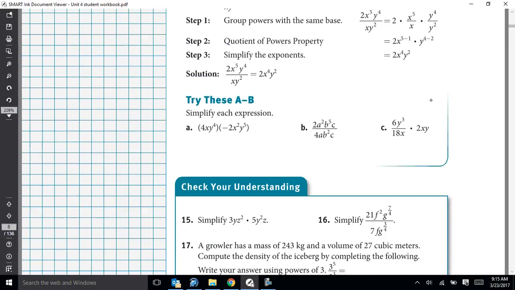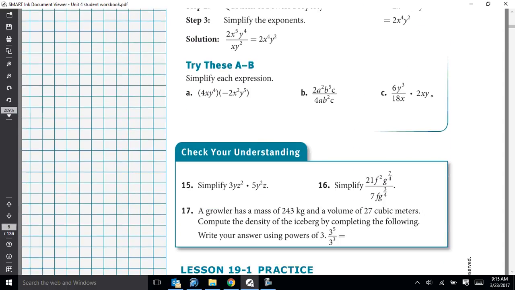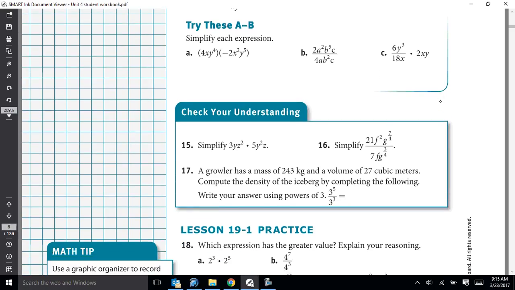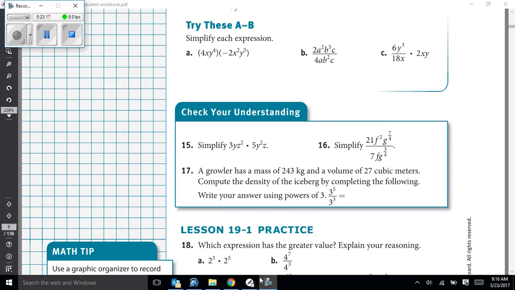All right. This is kind of getting into more of the Algebra 1. So let's look at our homework. We'll pick up tomorrow.